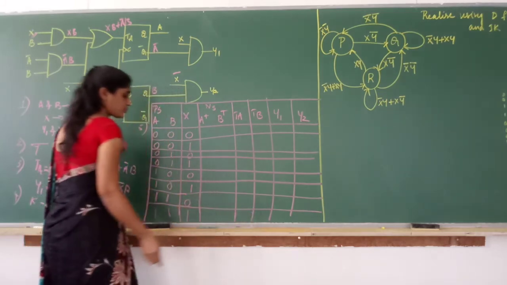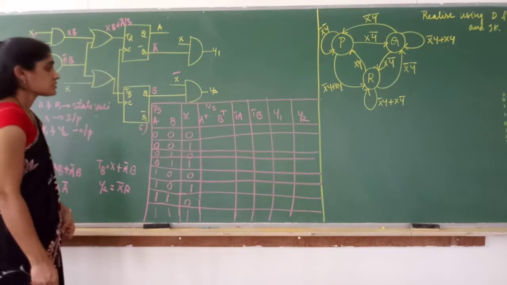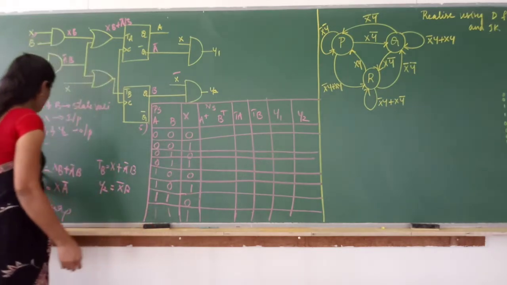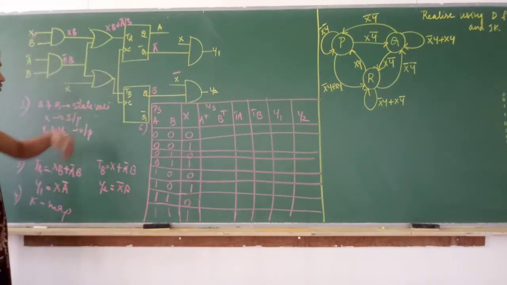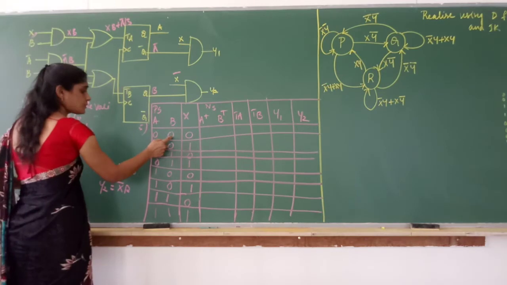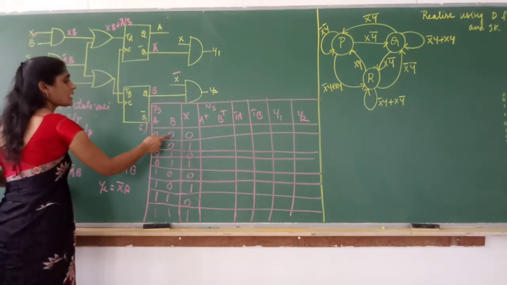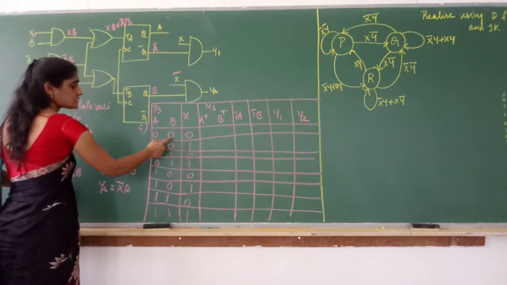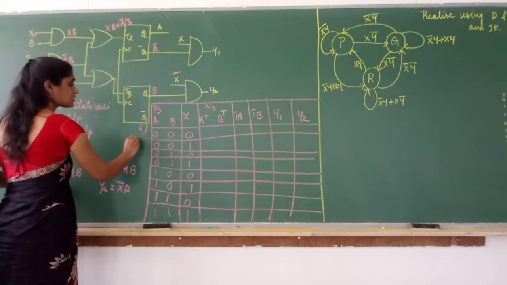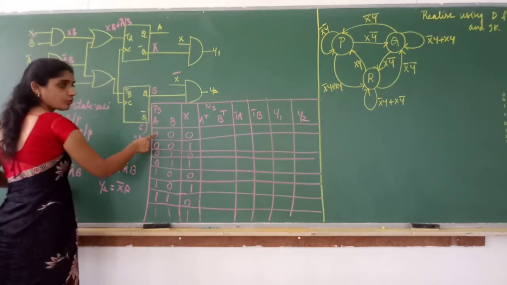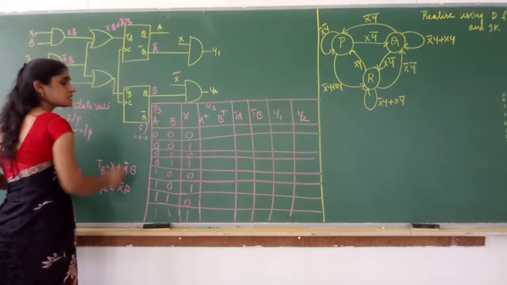Okay. So 1, 1, 1. Now looking at the equations of TA, TB, Y1, Y2, first fill that. So what is TA? XB plus A bar B. What is X into B? 0. 0 plus A bar B. 1, 0 is 0. So 0 plus 0 is 0.